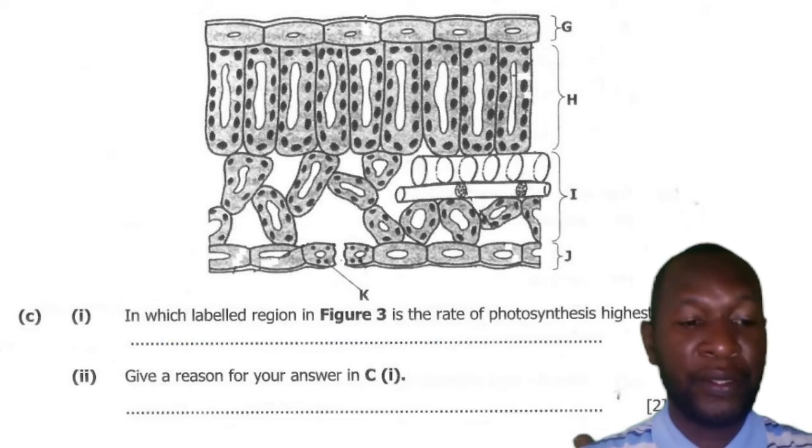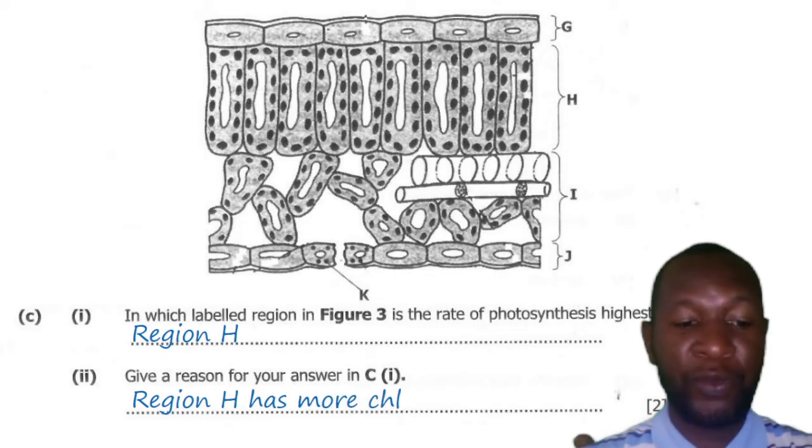Part C1. In which labeled region in figure 3 is the rate of photosynthesis highest? Photosynthesis is highest in the part or region which is H. Part 2. Give a reason for your answer in C1. The reason why photosynthesis is higher in region H is because it has got more chloroplasts.